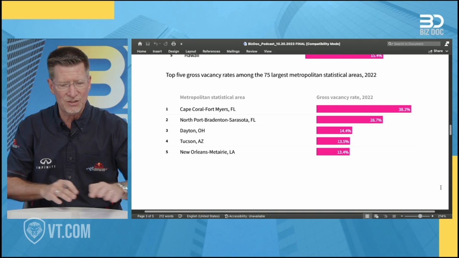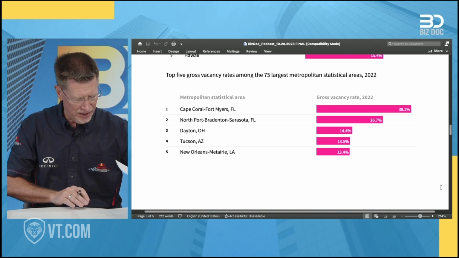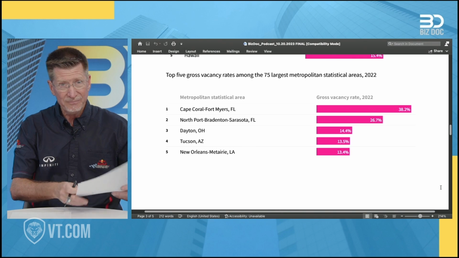Forget that they exist. This is where I think sometimes, and by the way, this all comes from the Census Bureau, you would think that there'd be some sort of an asterisk that says, oh, and by the way, these markets are highly impacted by hurricane, FEMA dollars, and all these things. That's where all the vacant homes are. And you can see the rest of those markets, Dayton, Ohio, Tucson, Arizona, New Orleans, we're sitting around 14, 13% vacancy rate. And so there you have it.